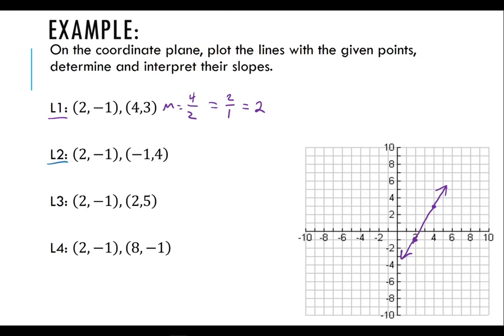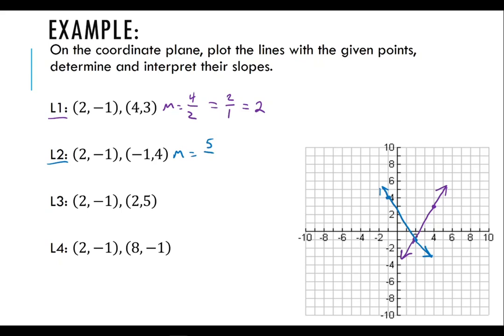That's our slope. L2, let's start with 2, negative 1. So we're starting at that same point there. Negative 1, 4: left 1, and up 4. 1, 2, 3, 4. Okay. Well, let's connect those dots. Looks like this. So now, going from our first point, 2, negative 1, to our second point, negative 1, 4, let's see how to get there. You can go up 1, 2, 3, 4, 5. So we go up 5.